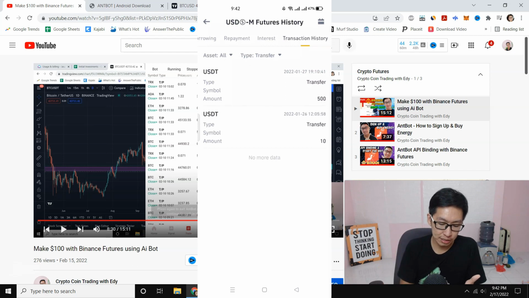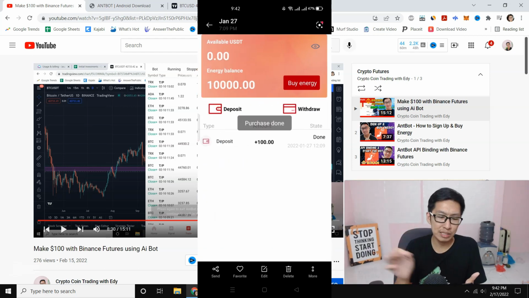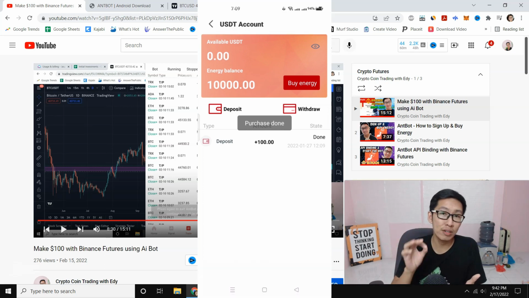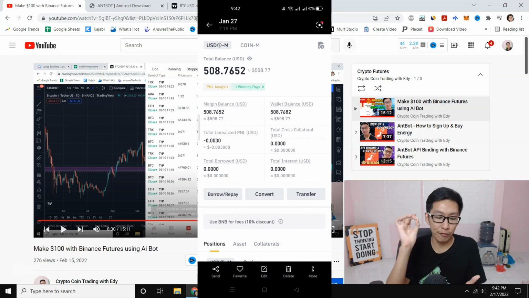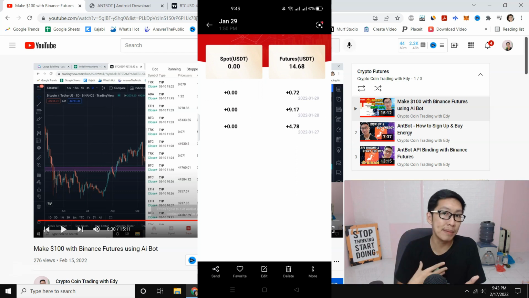So I took a screenshot here. Let me show you my screenshot. So as you can see, January 27, I started buying the bot energy. And then here I start with this capital, 508 on January 27, and then it goes on and on. So you saw, right? $2 is actually me manual trading and losing it. Then I started 508 with this bot.